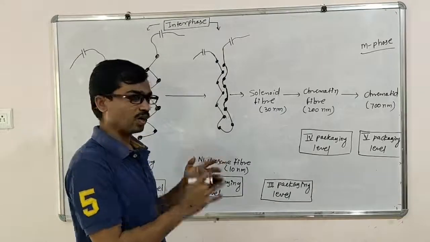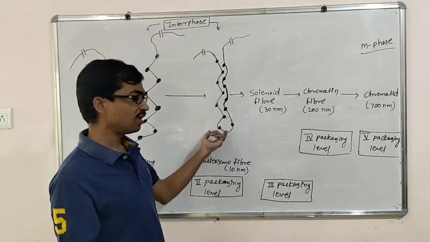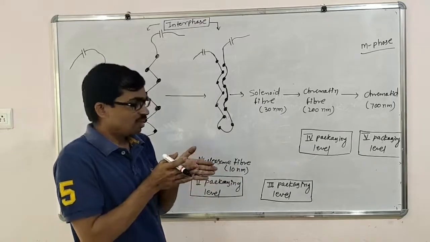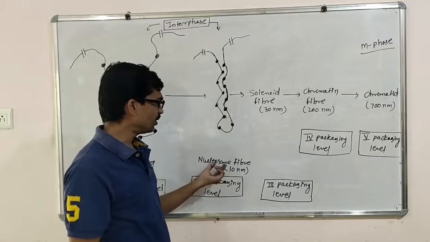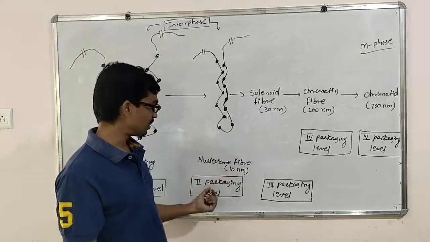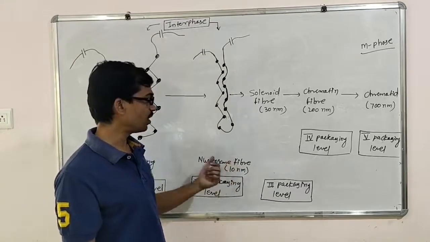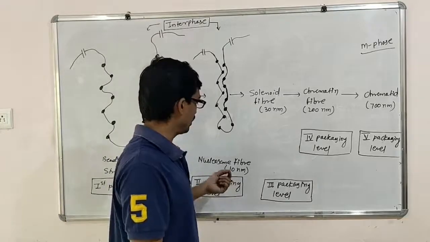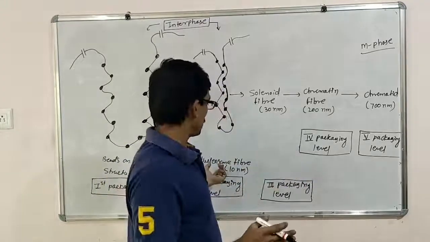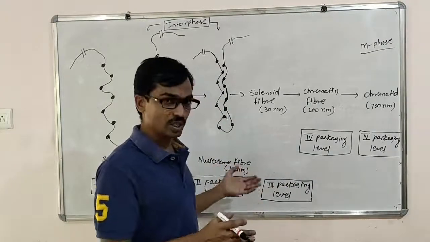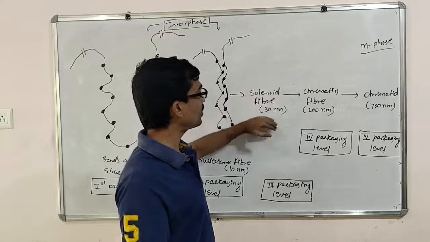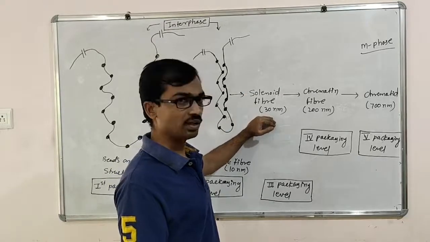Several such fibers come in contact with each other and they form the higher structural level of the packaging, which is nucleosome fiber. And due to several fibers coming together, the thickness of the overall fiber increases and it becomes 10 nanometer. So in the second level of packaging, nucleosome fibers are formed. Their diameter or thickness is 10 nanometer. In the third packaging level, several such nucleosome fibers come close together and form the third level, that is solenoid fiber. The thickness of solenoid fibers is 30 nanometer.